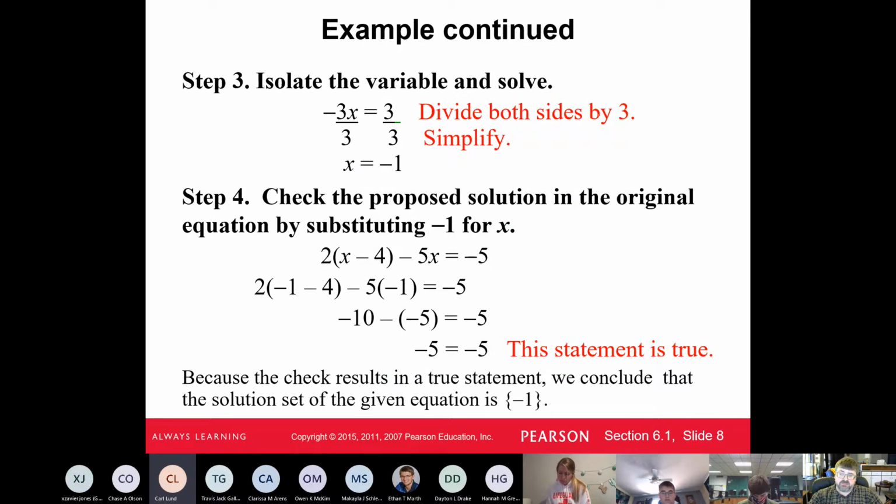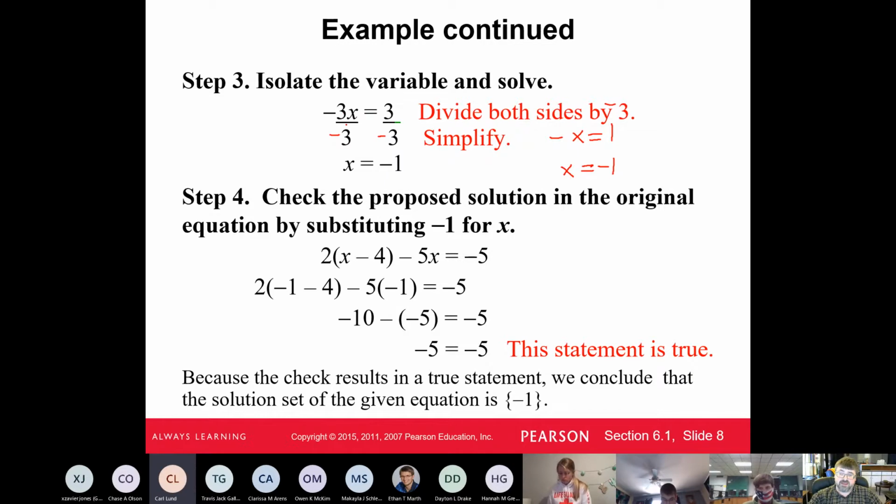Now, your book, for reasons best known to your author, says that we're dividing both sides by 3, and then simplify. And that works, but there's a step here that your author missed. When you divide both sides by 3, you end up with negative x equals 1. And then you have to divide again by negative 1 to get x equals negative 1. I think what the author meant to say is we should divide both sides by negative 3.